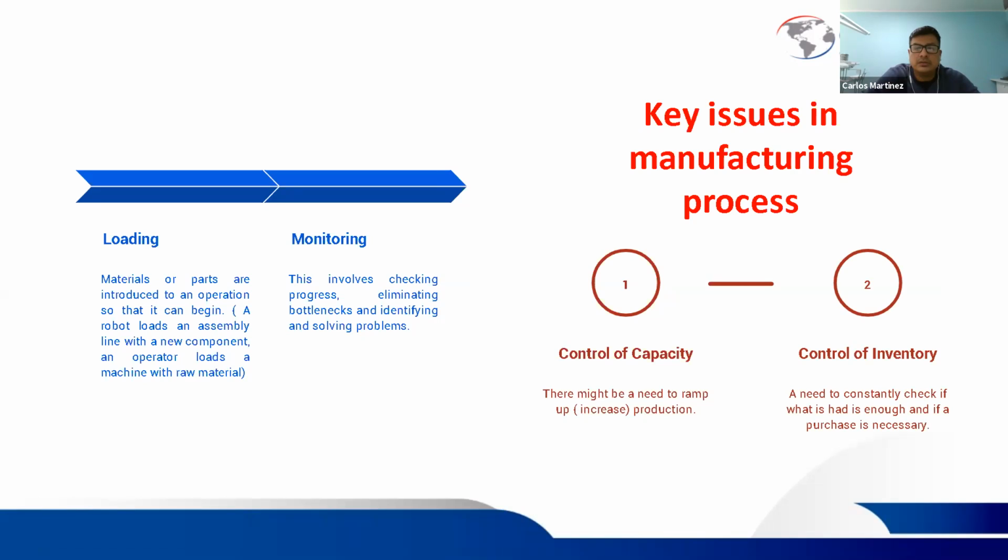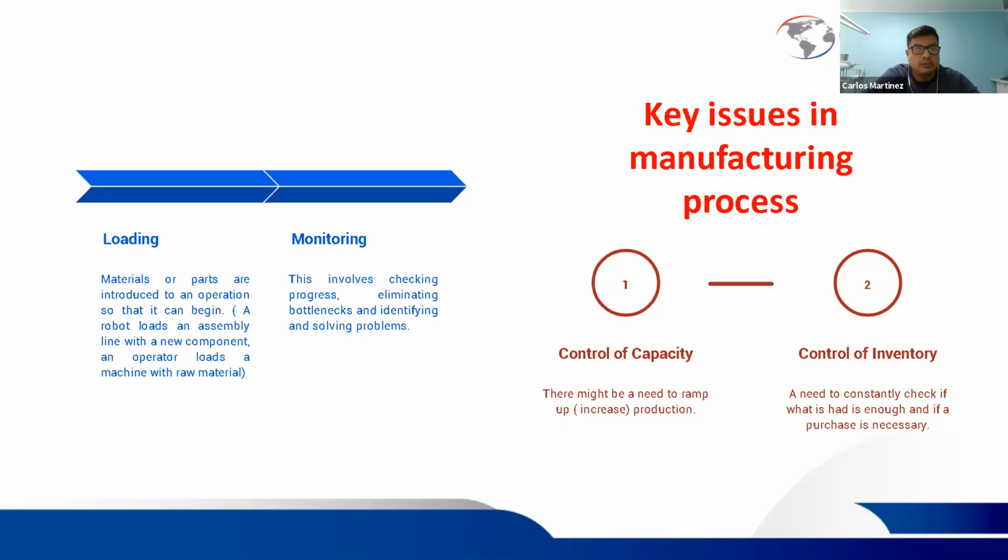So these two things are key issues during the manufacturing process. Are we at full capacity? Are we under capacity? Do we need more of something? Do we need less of something? These things need to be taken into account during the manufacturing process, because if you don't control capacity, you won't be able to meet your deadlines, your numbers.